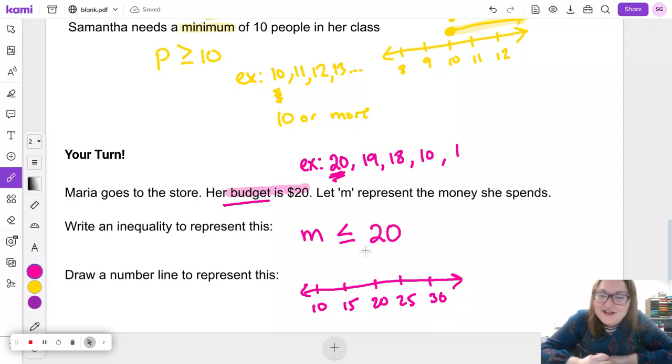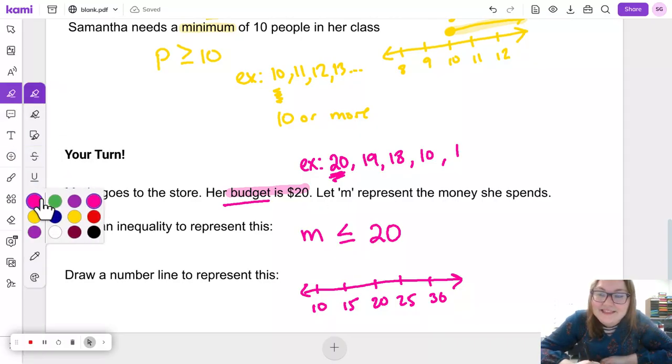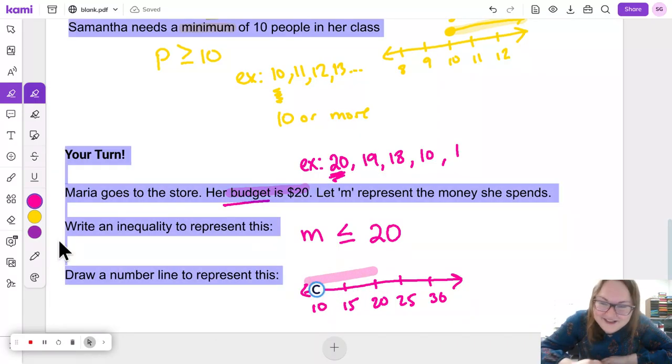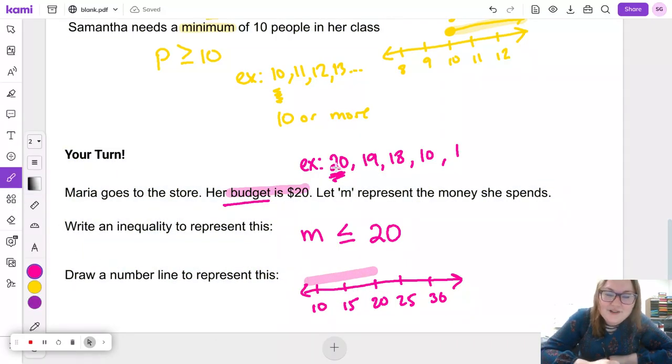Now, if I want to show this on my number line, because we've got that less than sign, it means I want to shade all of the numbers to the left of 20. And because we're including 20 as a possibility, I'm using that closed circle. So I'm coloring in 20 and all of the numbers below it.